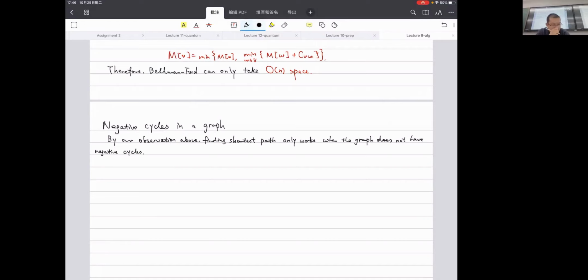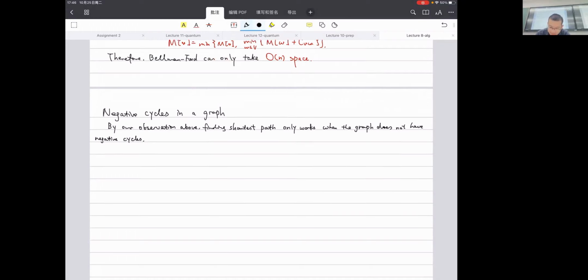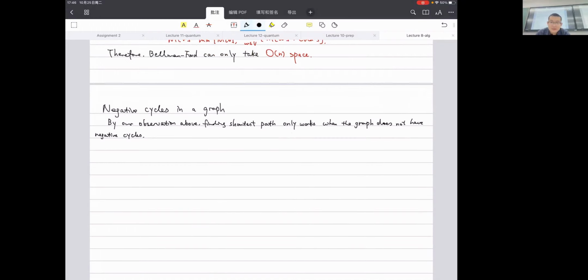For the Bellman-Ford algorithm, we are actually working under the promise that the graph does not have negative cycles, and basically this works. A more general question we may want to ask, on the other hand, is: can we actually detect negative cycles efficiently?